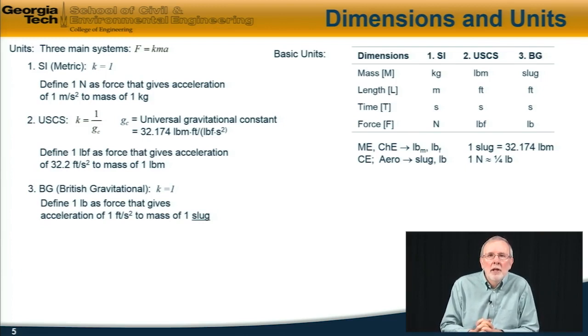You can just think of a slug as being approximately 32 pounds mass, and a Newton is approximately a quarter of a pound. So in terms of statics and forces on objects, the Newton and a pound are fairly small forces, so typically we'll see the kilonewton, which is 1,000 Newton, or kips, which stands for kilopounds, or 1,000 pounds, we'll see fairly often.